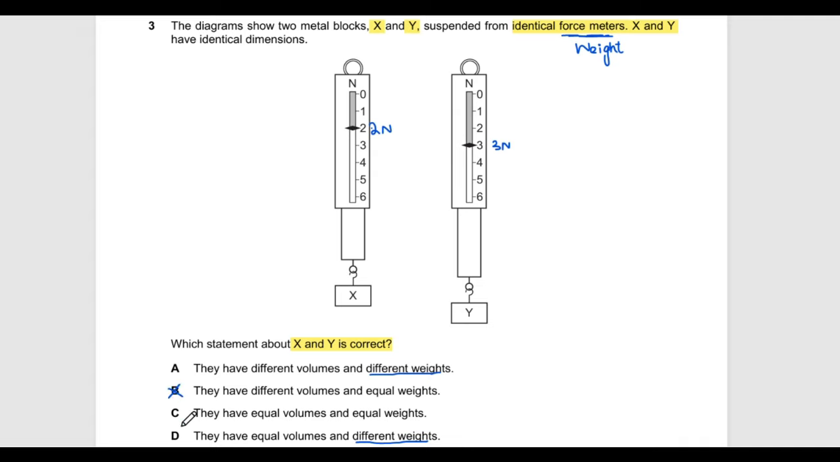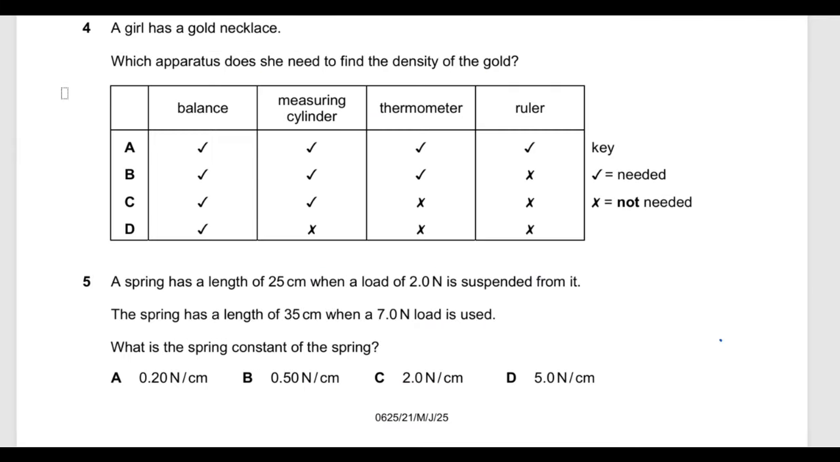B and C both are wrong. And the question says that the boxes have identical dimensions. That means their length, width and height is same. So the volume of the boxes would be same. So option D says that they have equal volumes. That means option D is correct.